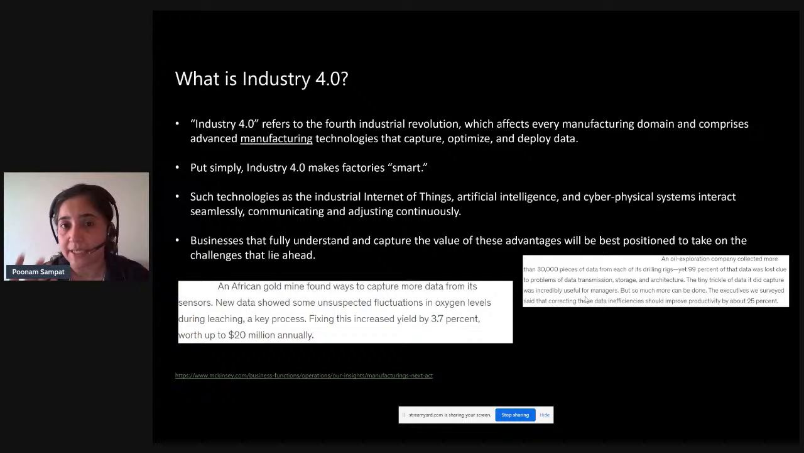So as you know, Industry 4.0 is not just about IoT sensors or analytics or big data. It's a lot of many things like additive manufacturing, AR, VR. There's a lot of these combinations together that makes Industry 4.0.